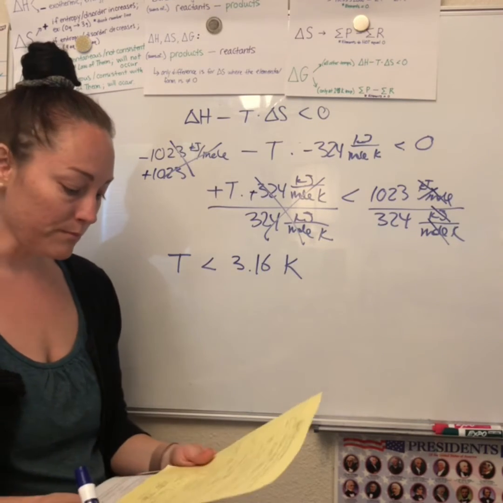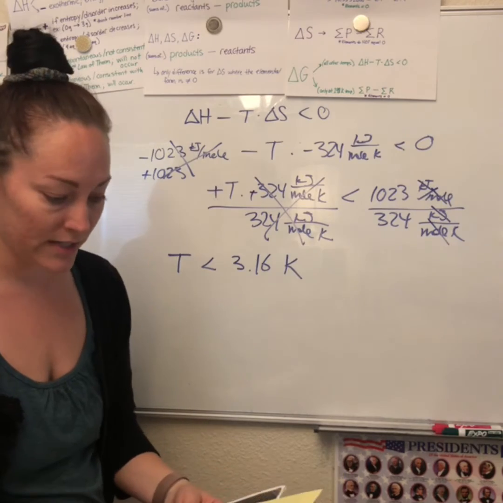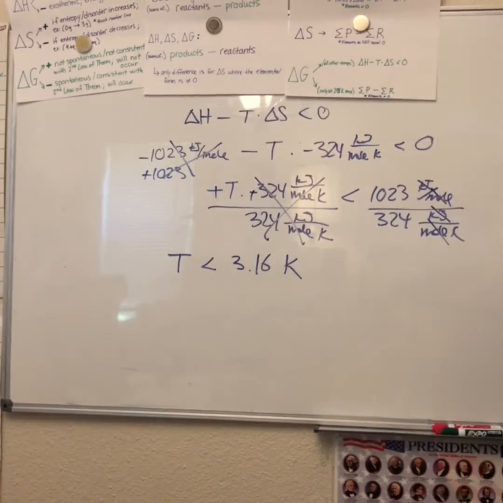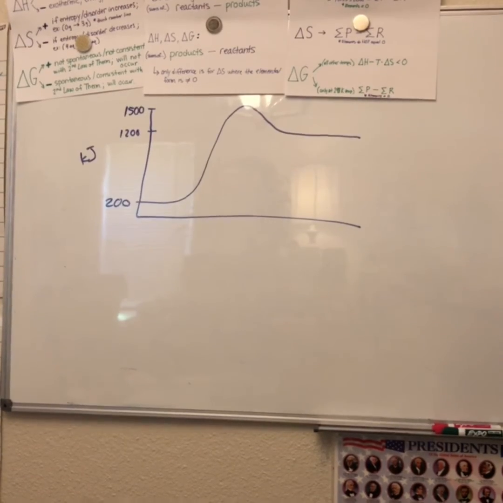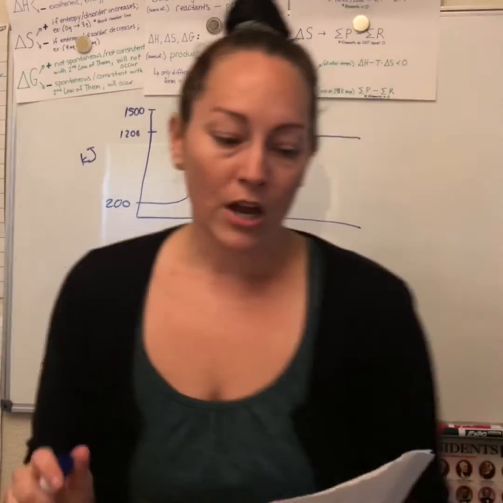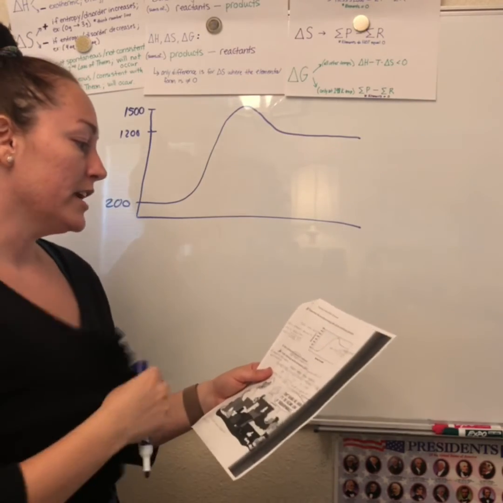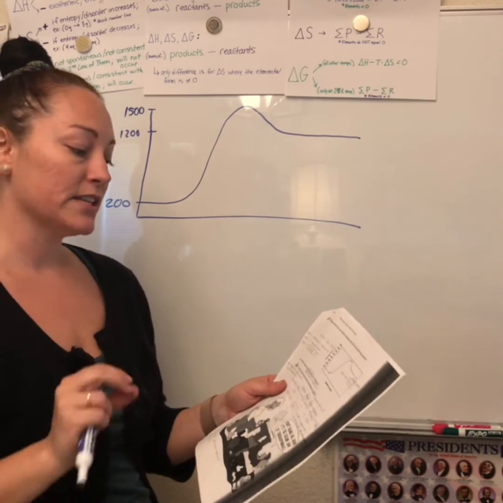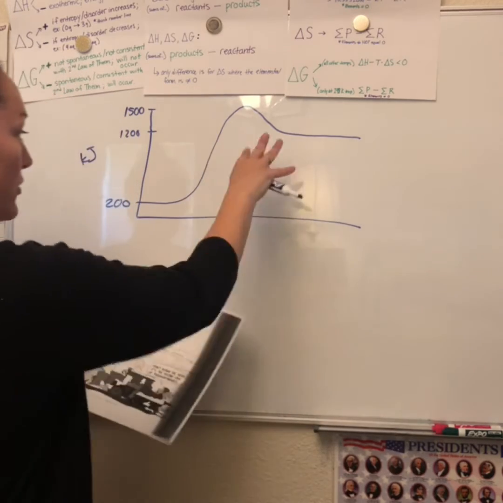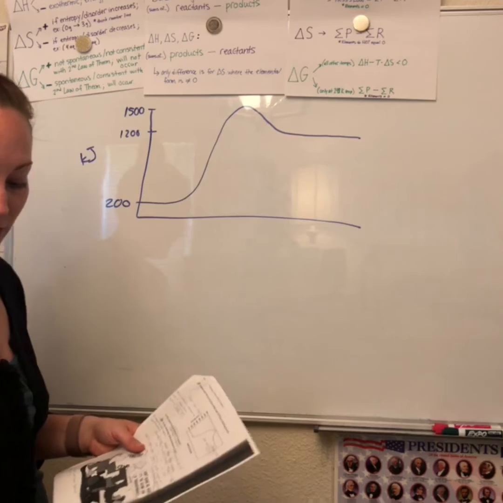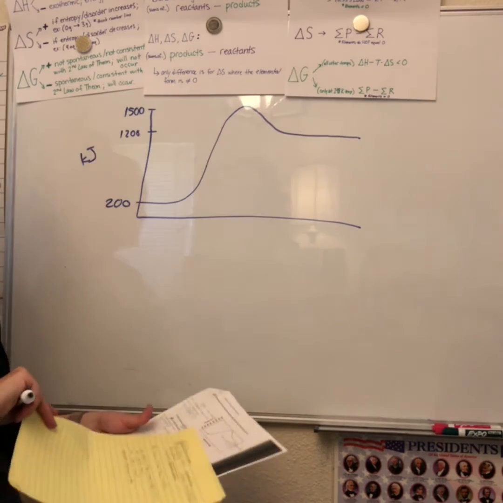Okay? All right, so let's look at number 9. Okay, number 9. It says determine the activation energy and delta H for the following reaction, and then they ask if it's endothermic or exothermic. So here's a rough sketch of what it looks like, okay?